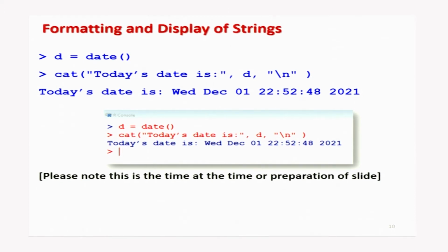For example, if you write the report was printed on, and then you give the command or the function for the date, then whenever the report is generated, whatever is the date and time in the computer system will be printed automatically there.